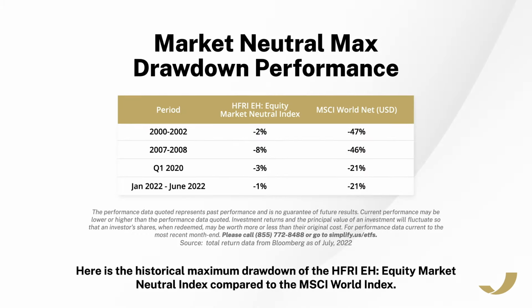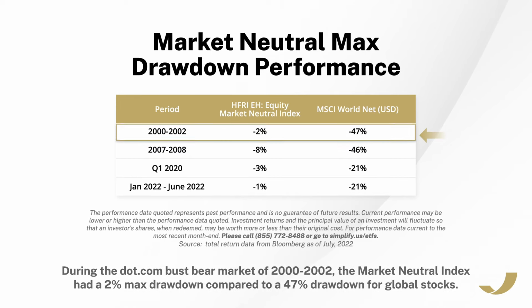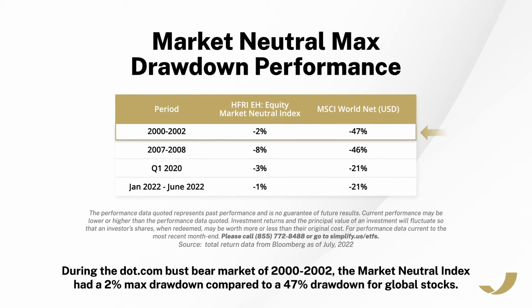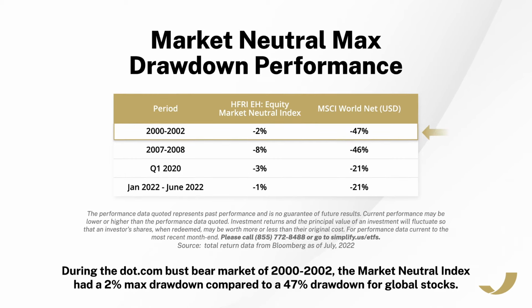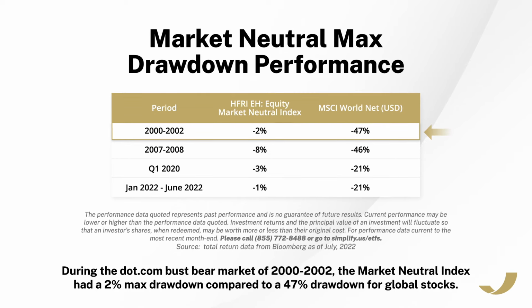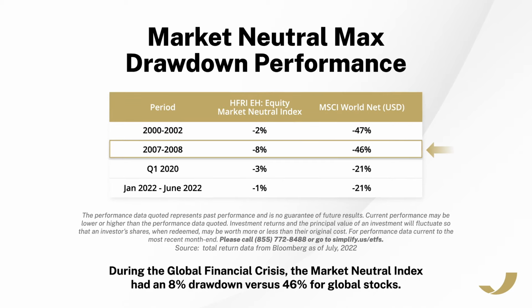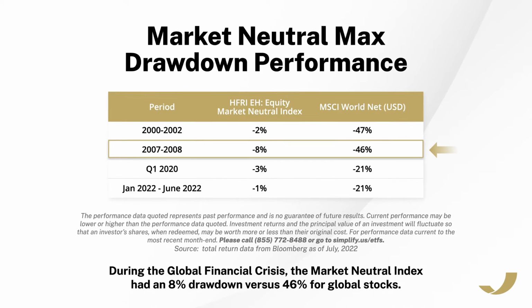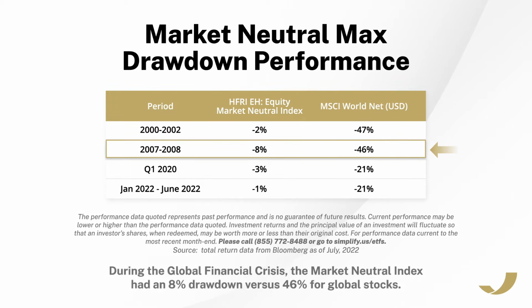Here is the historical maximum drawdown of the HFRIEH Equity Market Neutral Index compared to the MSCI World Index. During the dot-com bust bear market of 2000 to 2002, the Market Neutral Index had a 2% max drawdown compared to a 47% drawdown for global stocks. During the global financial crisis, the Market Neutral Index had an 8% drawdown versus 46% for global stocks.